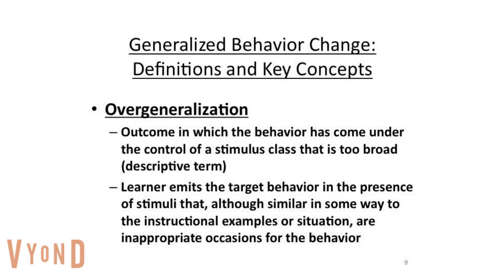Many of you have heard of the term overgeneralization. Basically, the definition is when the behavior that we've taught comes under stimulus control that's too broad. One example might be we've taught a child to identify what a dog is, and now every 4-legged creature is a dog, right? So they've learned to respond in the presence of different stimuli, but it's not always appropriate.